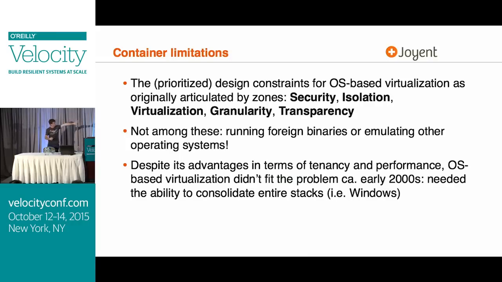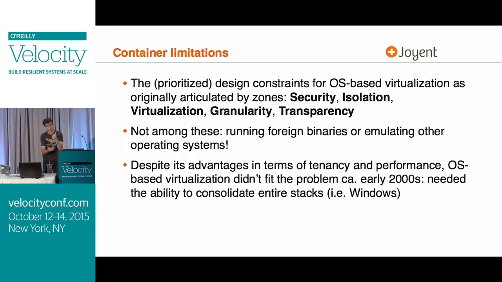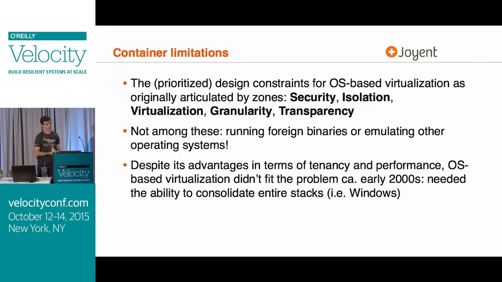And the goals outlined by zones in that document, security first and foremost. And this is the grand irony of containers, that the security was a constraint. They were born out of security with jails and zones. Security, isolation, virtualization, granularity, and transparency. Transparency kind of strangely named, but transparency, the idea that you're running the same operating system kernel across all of these zones. One OS kernel, a different app environment, these things run very quickly and so on, but not among these goals, running foreign binaries or emulating other operating systems.